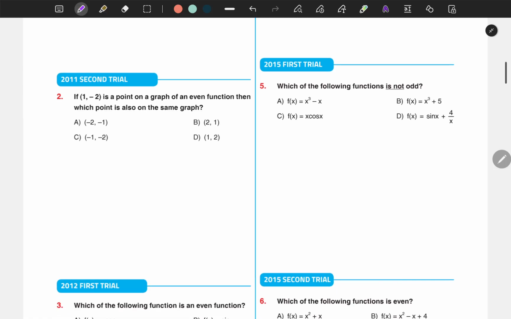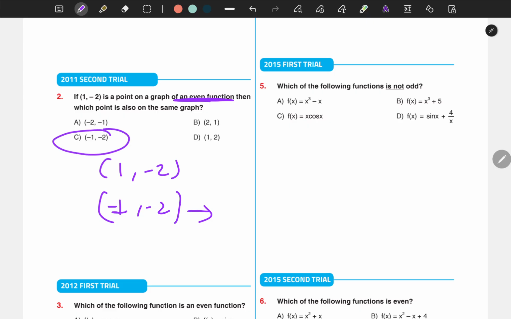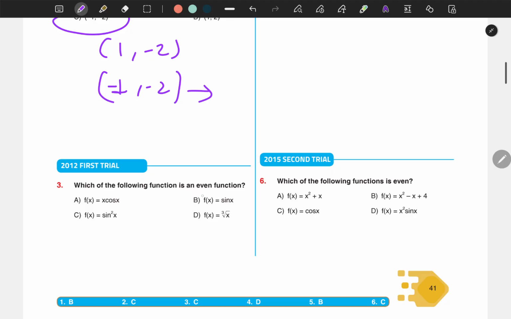Okay, I have 1 and negative 2. With respect to an even function, what will be the next point? What was the rule of the even? Opposite domain, isn't it? Same range. That is, opposite x value, same y value. This is my answer: negative 1 and negative 2. C is the correct option.